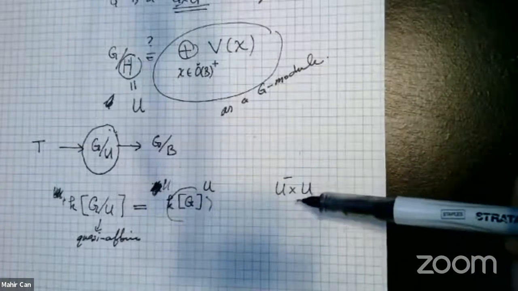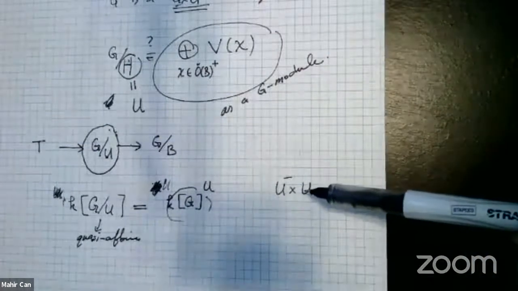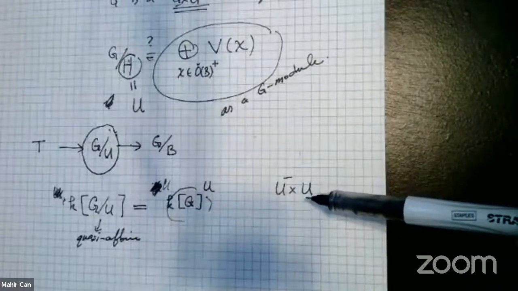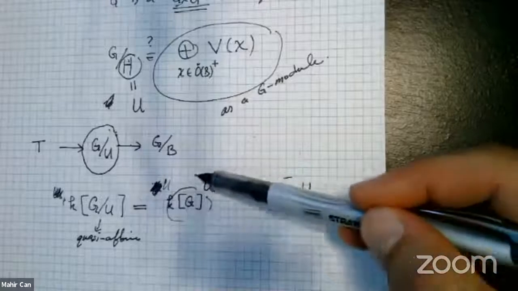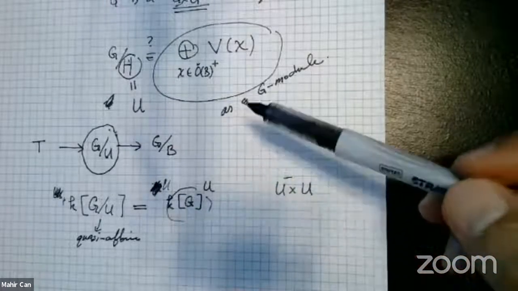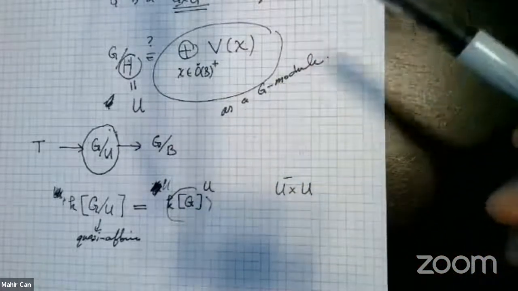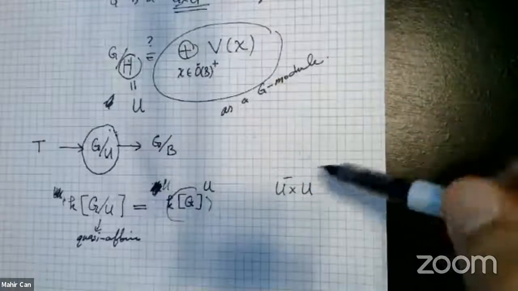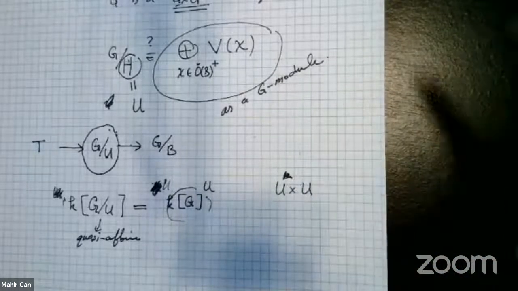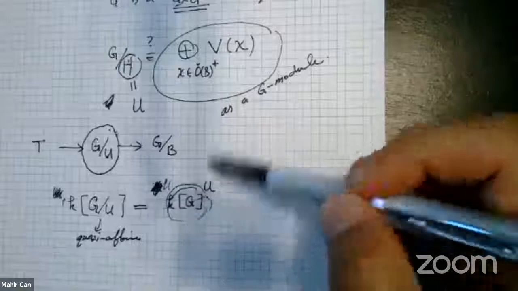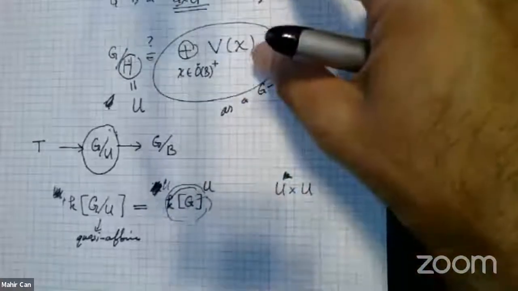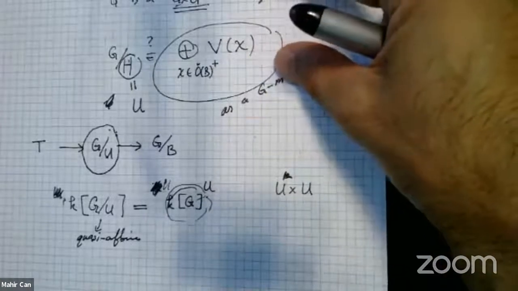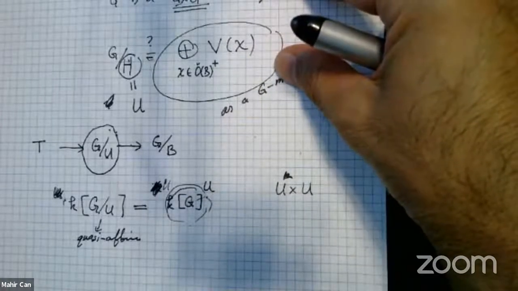Remember, highest weights are precisely the U fixed vectors in the irreducibles. So if I decompose this into irreducible representations, the highest weights would be U fixed points. Therefore, essentially, I would be looking at U cross U fixed points of this coordinate ring. Long story short, these two decompositions are closely related to each other. They determine each other.